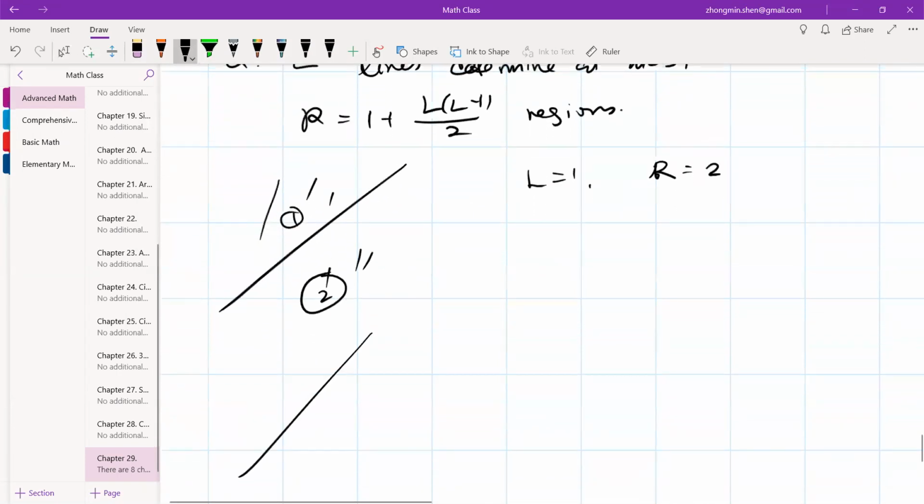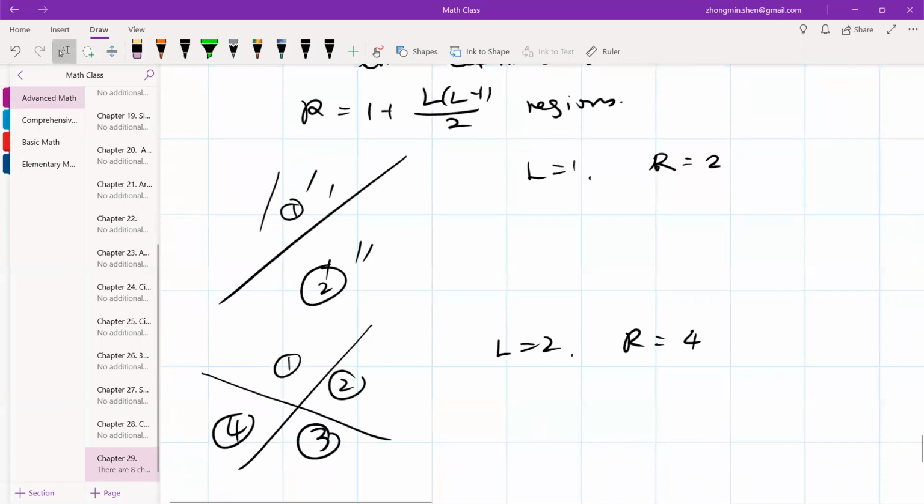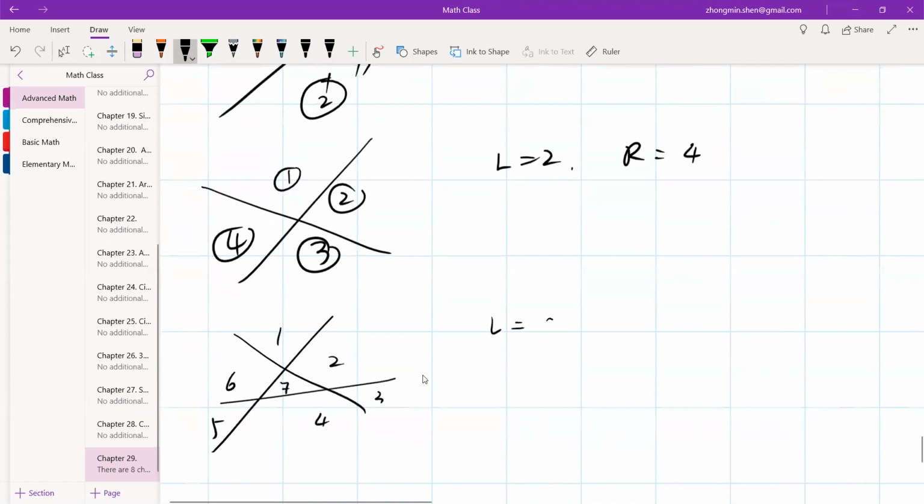Right? And you have 2 lines. You have 1, 2, 3, 4 regions. When L equals 2, R equals 4 regions. And then we get the above formula. Okay. Then if you have 3 lines, how many regions are you going to get? 1, 2, 3, 4, 5, 6, 7. 7. How do I get 7? If I use the formula, it's going to be 1 plus 3 times 4 divided by 2, which is 7.